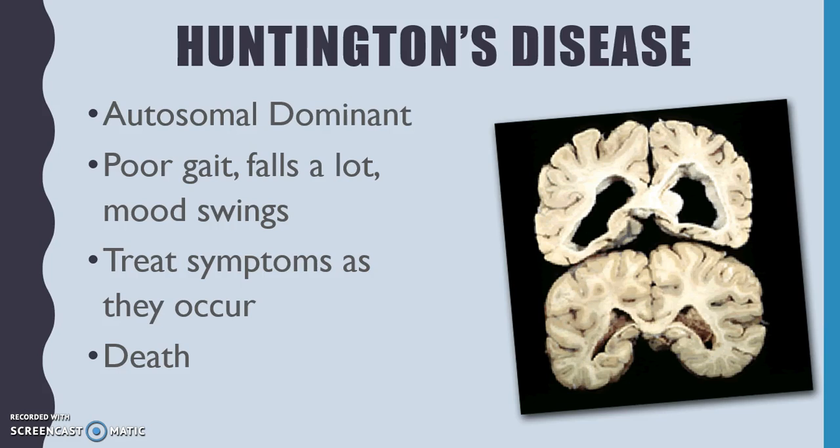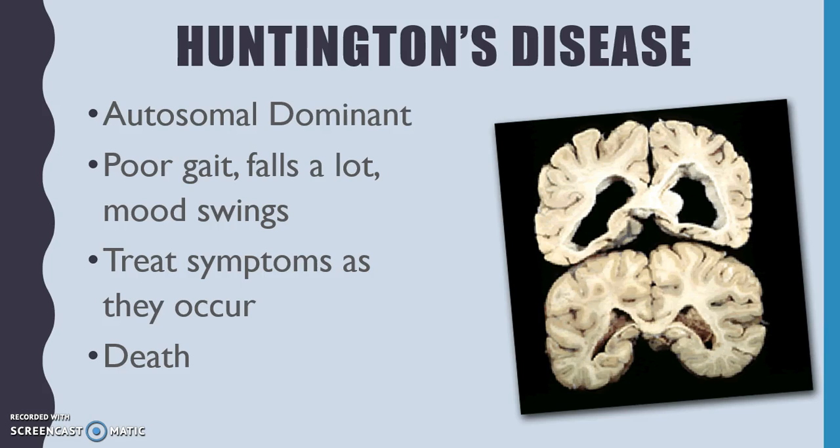Now, if you suffer from Huntington's disease, then your symptoms include poor gait and falling a lot. Now, you might be wondering, what is gait? Gait is your ability to stand and walk, and whether you do so fluidly or whether you stagger a lot or might be feeble. So because a person who has Huntington's disease has poor gait, that means that they're not as stable on their feet and therefore fall a lot. Now, another symptom is also drastic mood swings.